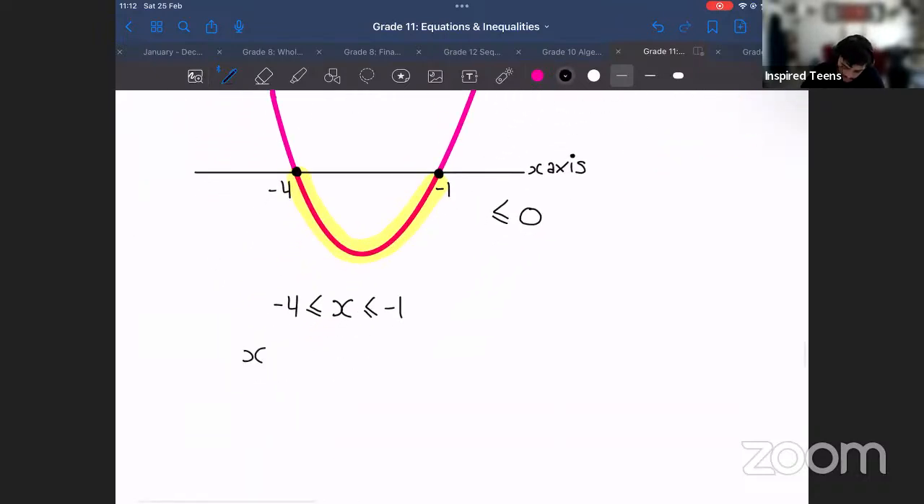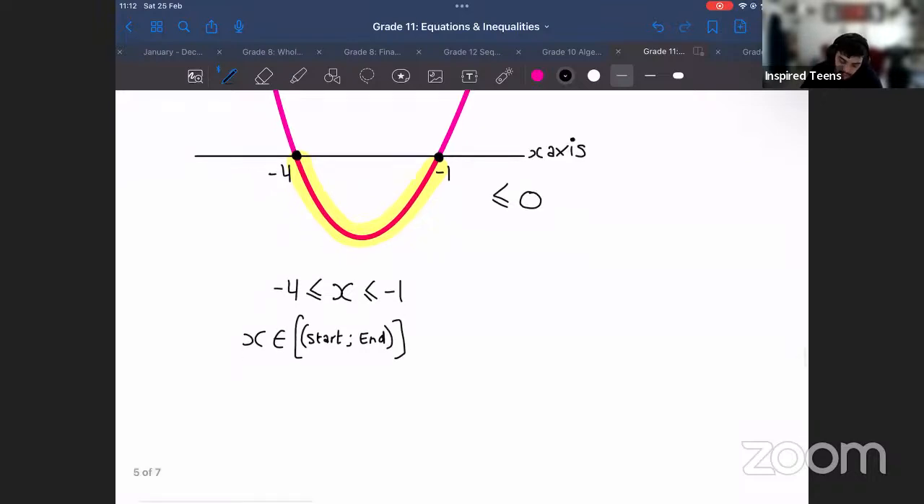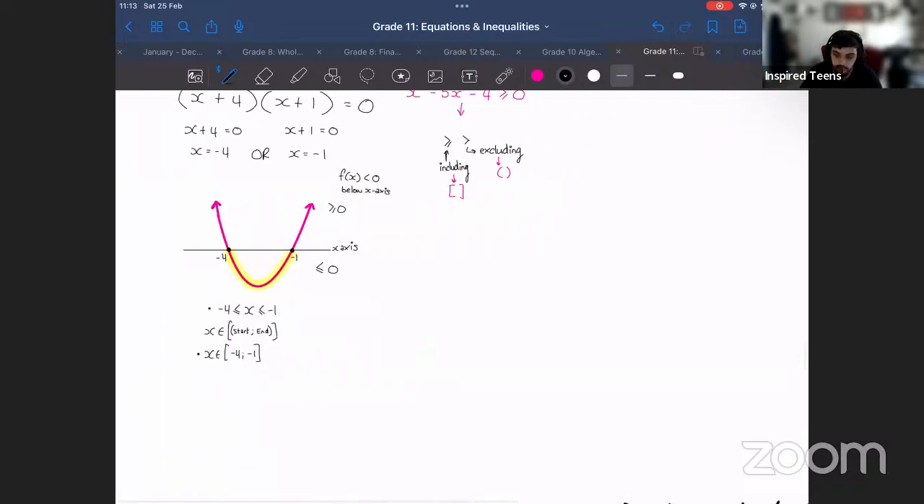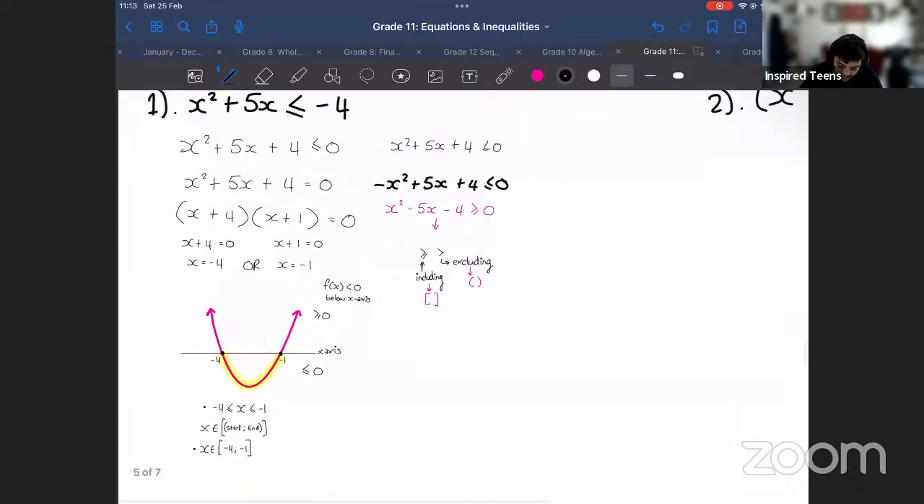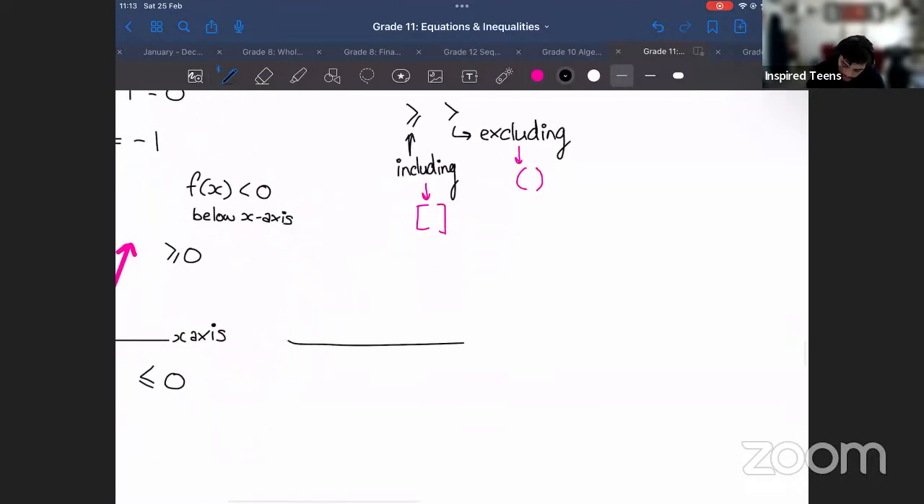The first thing. Second, the interval method is x is an element of the start number and end number. So the start, basically the yellow part. I'm just going to put square and circle brackets because that's just a general thing. We start at -4, end at -1. So x is an element of. Now I include -4 and I include -1, because in this case the question includes. So these are the two different ways that we could write our final answer, and that's expressed in terms of parabola. Now, same exact question, let's express it on the number line.